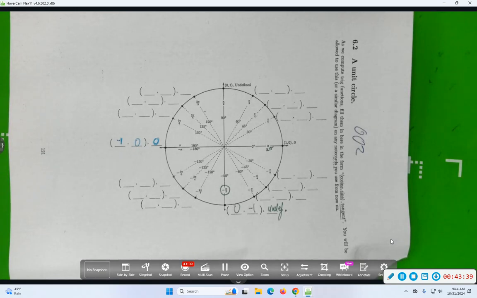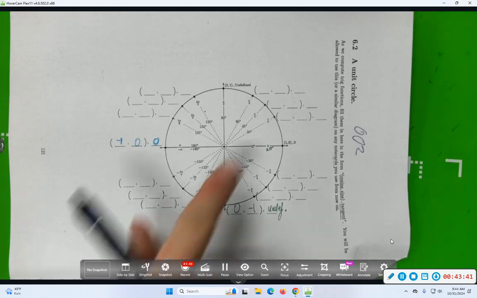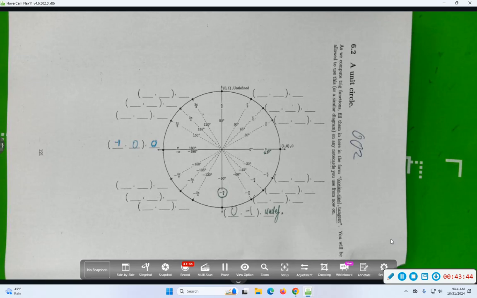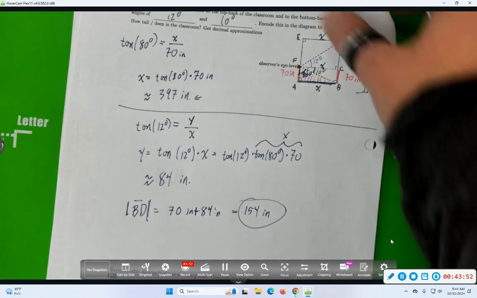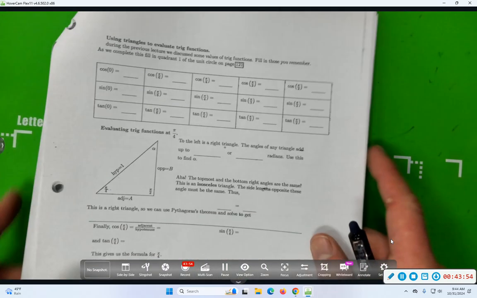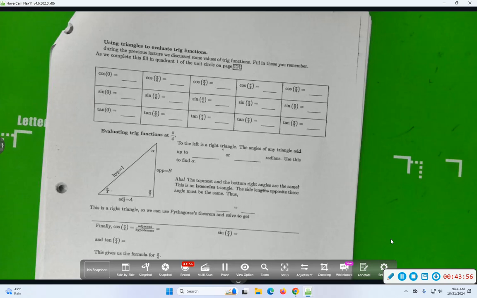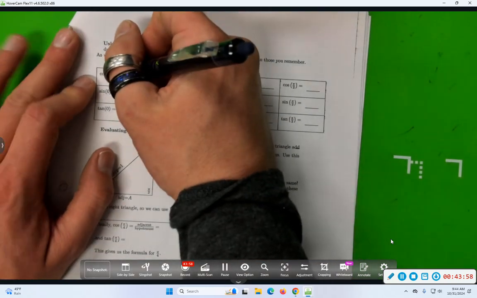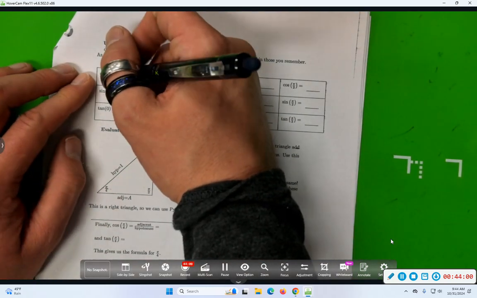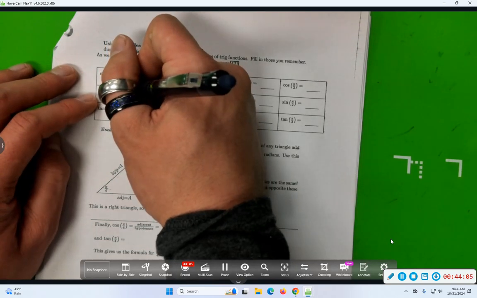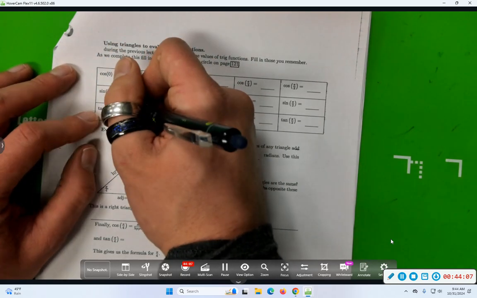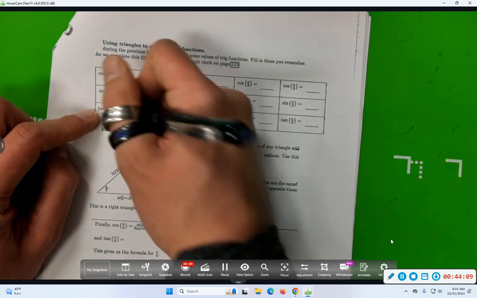So my intent was that by the end of today, I would have all of these entries in quadrant 1 filled in. I think at most I'll get 45 degrees done. And let's try to figure out how to walk that out using right triangles. Here's how we'll do it. So I guess we'll start by remembering what we do know. Cosine of 0 is 1. Sine of 0, 0. Tangent of 0, 0.